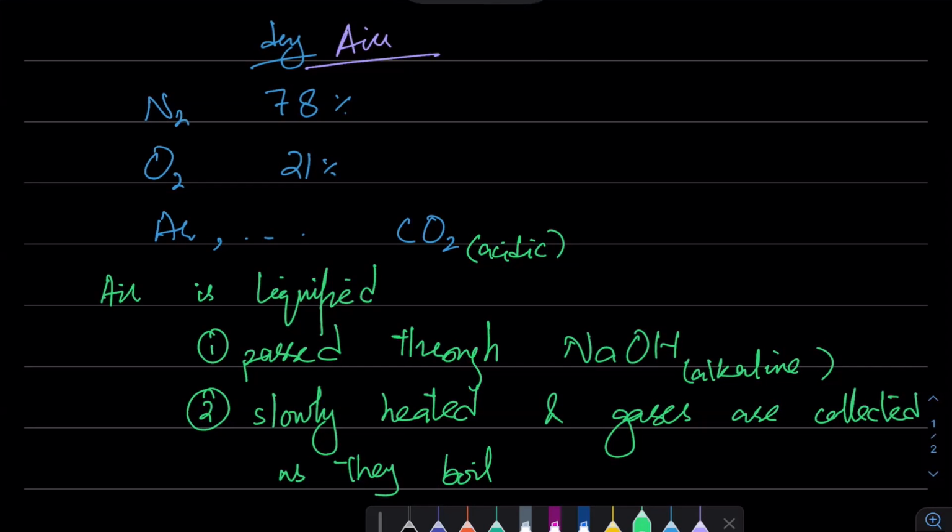You don't need to memorize which one is boiled first, या उनका order क्या है, या उनका even boiling point क्या है. You don't need to know that. The only thing you should know is that boiling point depends on forces of attraction, and the gas with the least strong force of attraction will be boiling first. And once it boils, you collect it. Okay, so that's the idea.